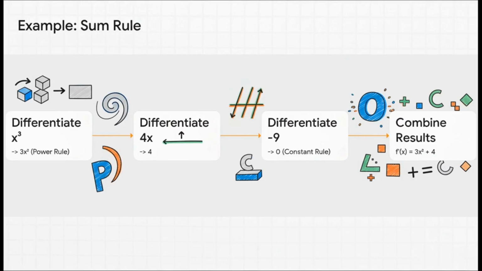The derivative of x cubed? That's 3x squared, using our power rule. The derivative of 4x is just 4. And the derivative of that constant, -9, is 0. We just combine those results, and bam! The final answer is 3x squared plus 4.